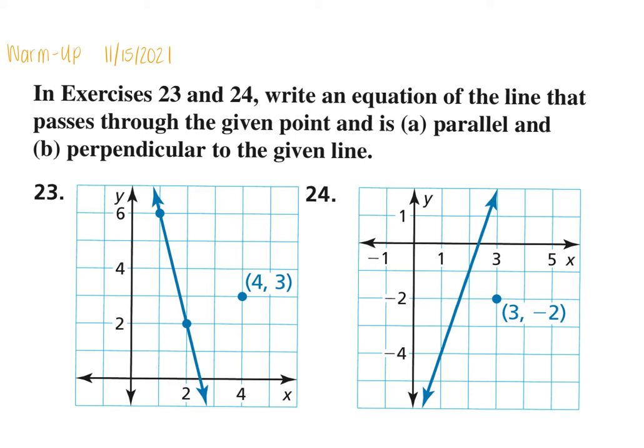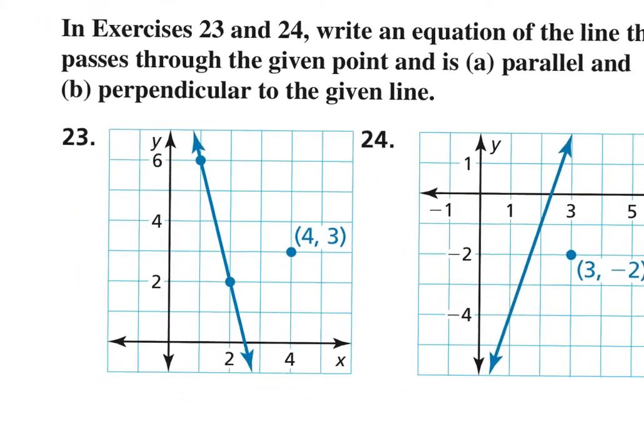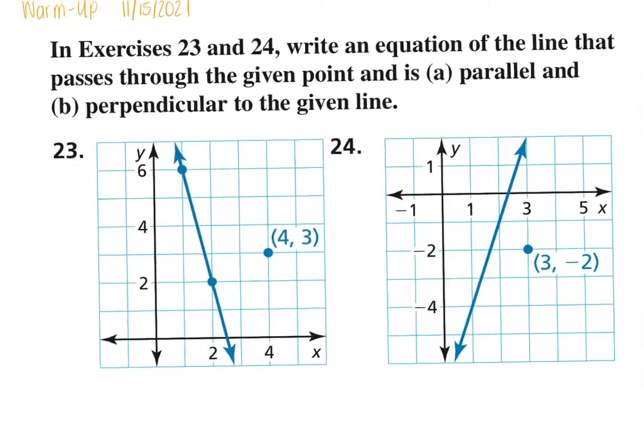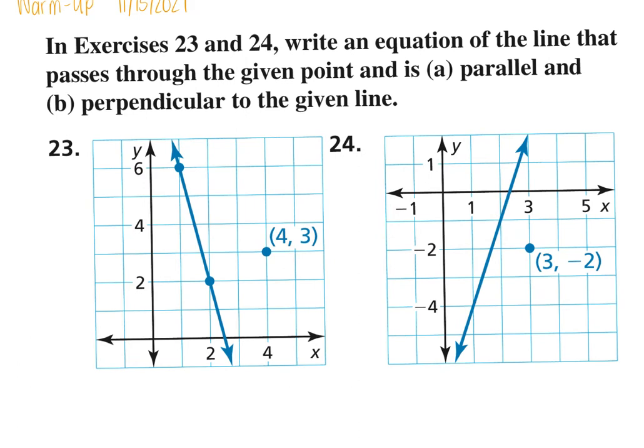This question looks a little bit different than what we're used to, okay? But it's essentially asking us to do the exact same thing that we were doing before. So if we need to write an equation of the line that passes through the given point and is parallel to the given line, okay? So the given line is this one that goes through these 2 points, which are (1, 6) and (2, 2).